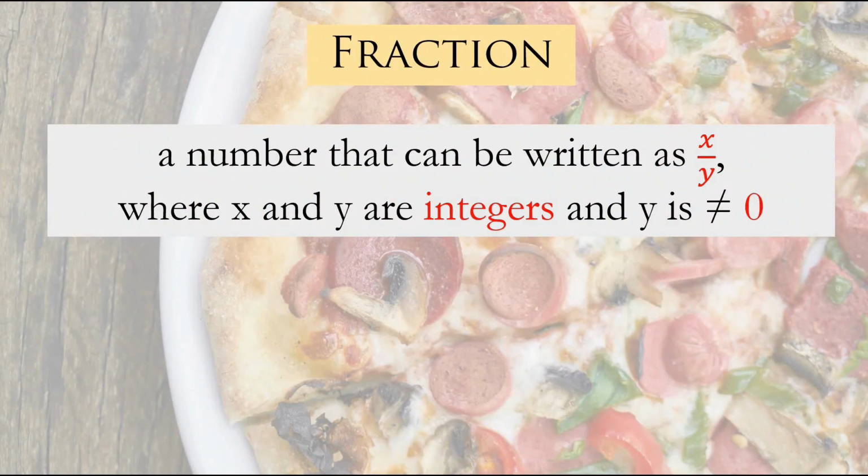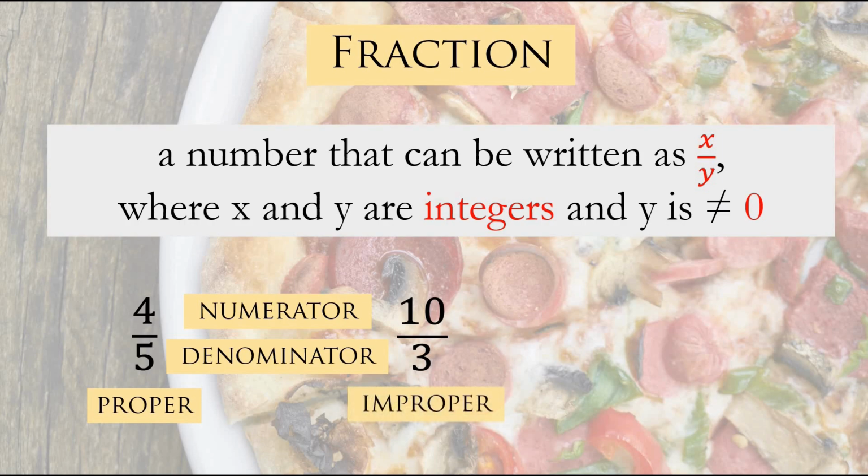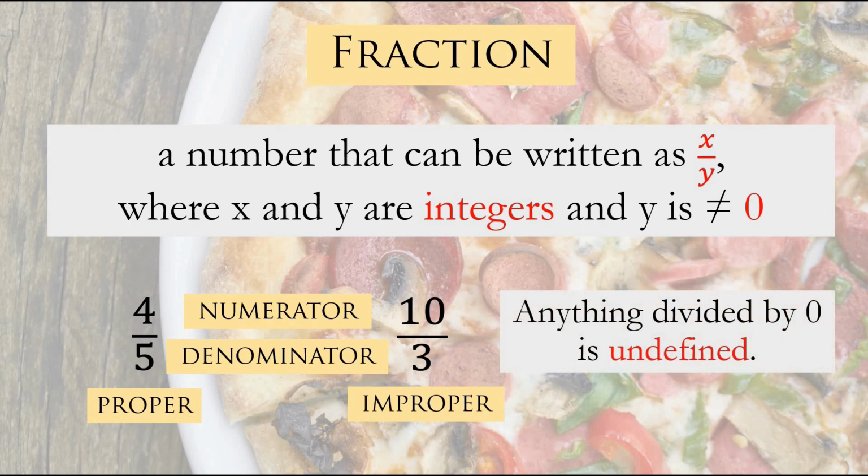Fraction is defined as a part of a whole, but mathematically, fraction is a number that can be written as x over y, where x and y are integers and y is unequal to 0. You know that the number above the fraction bar is the numerator, while the number under the fraction bar is the denominator. And the fraction is proper if the numerator is less than the denominator, such as 4/5, and it's improper if the numerator is greater than the denominator, such as 10/3. That means if y or the denominator is 0, then the answer would be undefined.